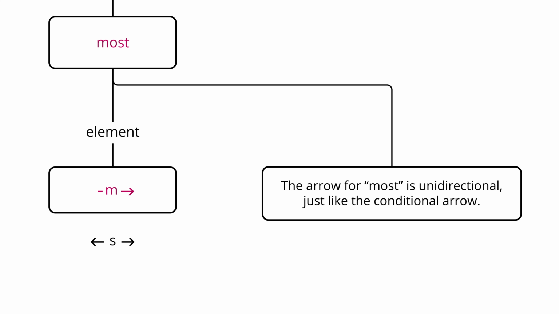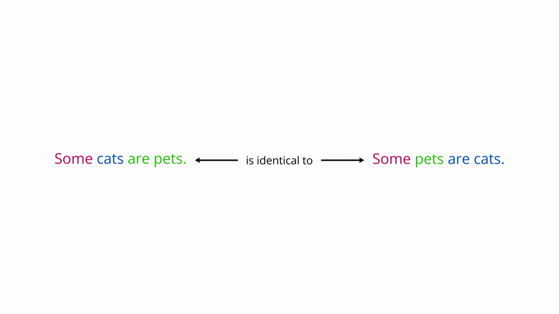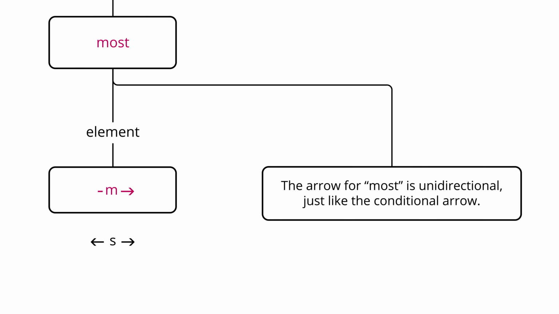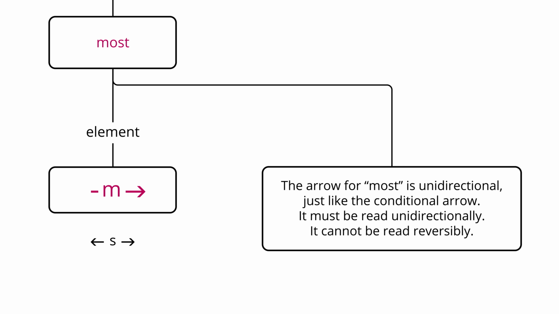Remember, we said in the some lessons, you can read some claims in either direction. If some cats are pets, then yeah, some pets are cats. Those are the same claim. Those two are saying the same thing. This is not true with most statements, right? That's one of the reasons why the arrow points in one direction only. It's because you must read it unidirectionally. You cannot read it reversibly.